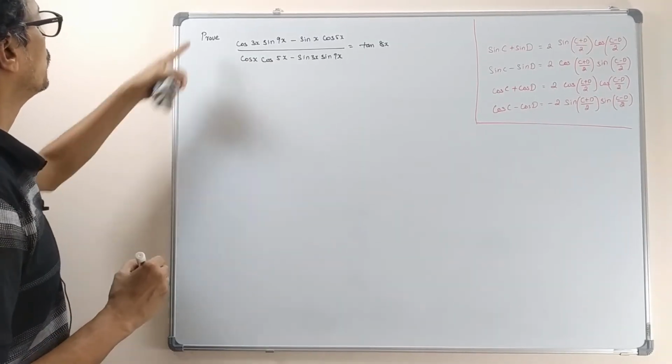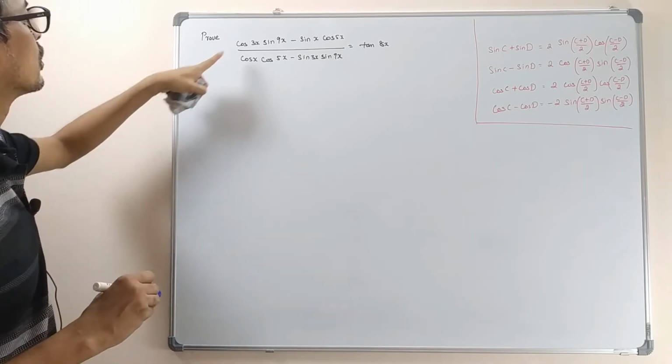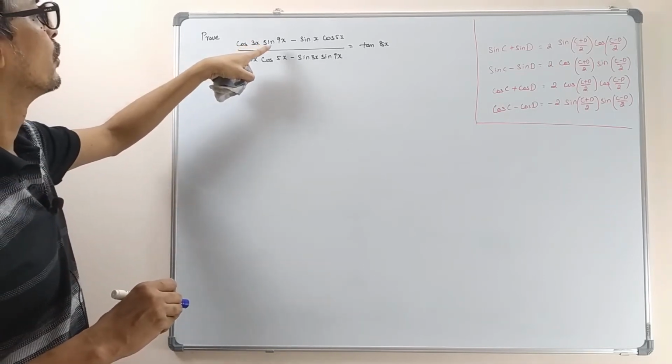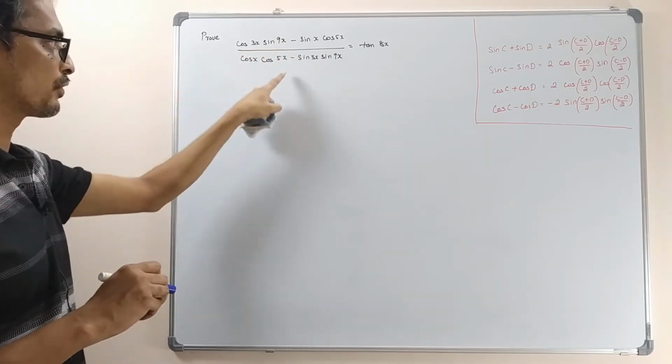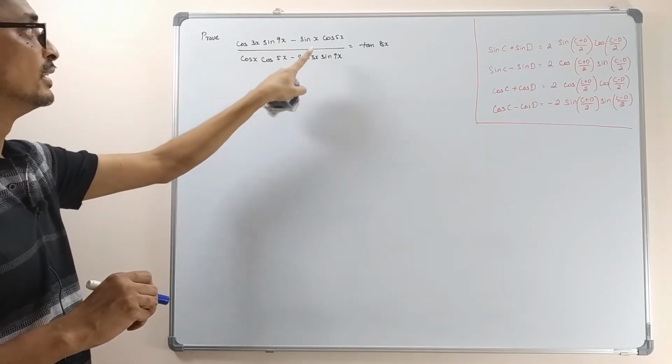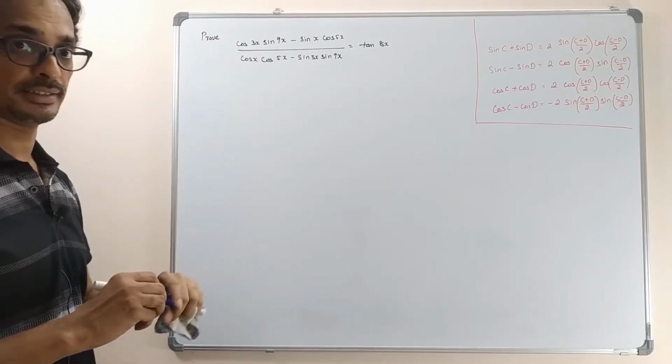Okay, we will do this problem. Prove (cos 3x sin 9x minus sin x cos 5x) divided by (cos x cos 5x minus sin 3x sin 9x) equals tan 8x.